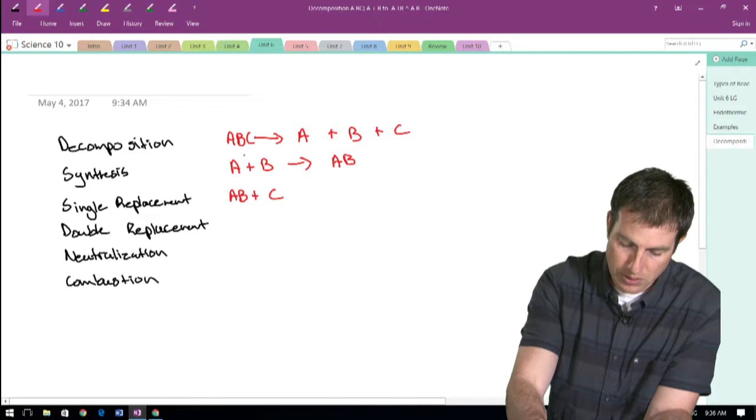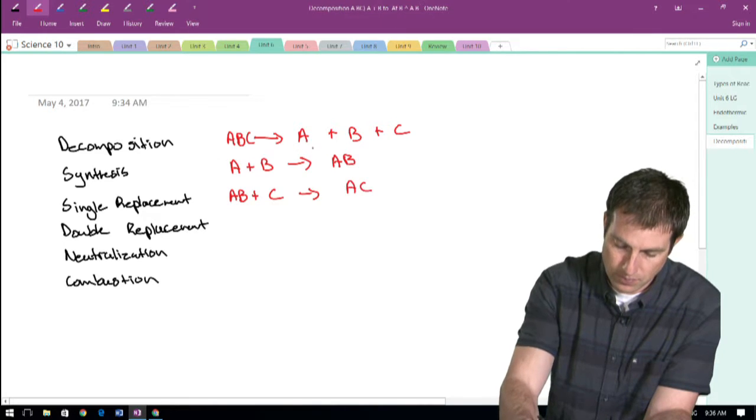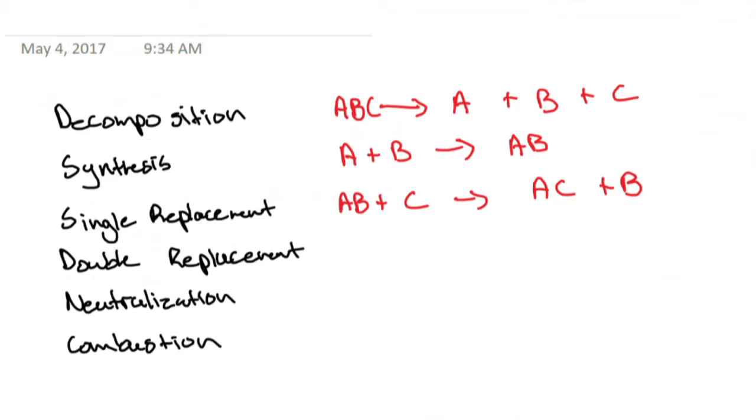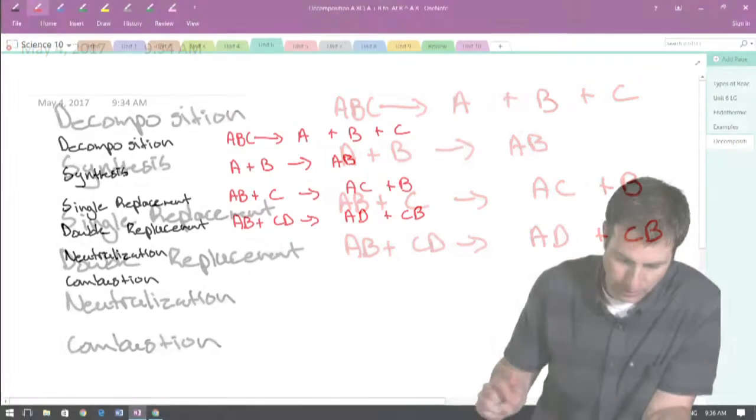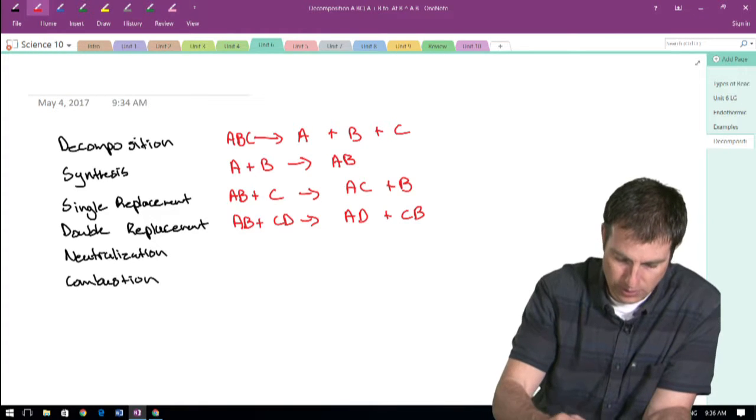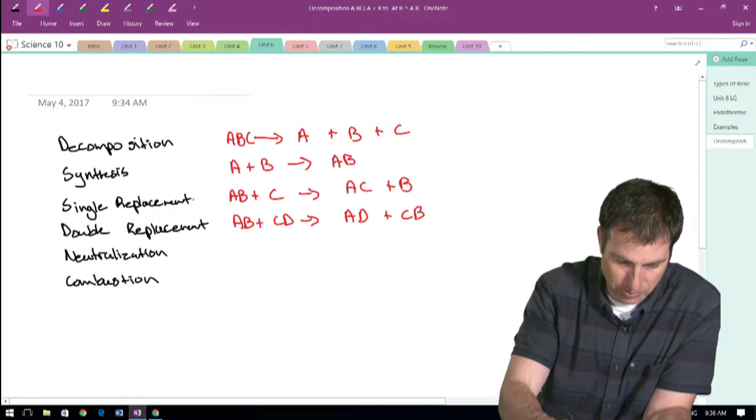Single replacement is where I have a compound and something by itself, and then that something by itself kicks out something in the compound. So in this case, the C replaces the B. A double replacement is where they swap partners. I guess I could have color coded this. That might have made a little bit more sense.